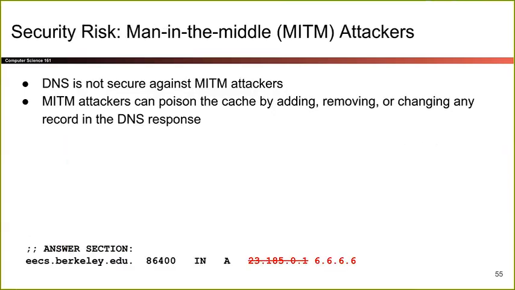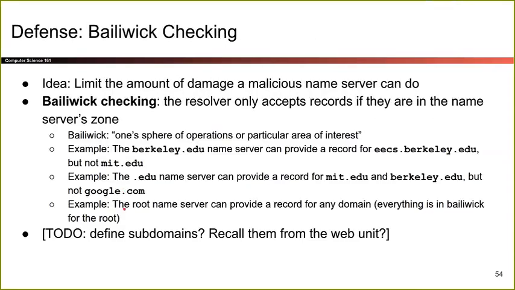There's some to-dos that's terrible and just unfinished, but yeah. I guess what was to-do? It's like remember subdomains. Okay, so yeah, if you want to be formal about this, you can think of it as this name server can provide anything in its subdomains. If you remember those from the web unit, if you don't, it's kind of, I guess, intuitive to just think, well, berkeley.edu would not be providing something for google.com. So that's bailiwick checking. Sorry for the unfinished to-do.